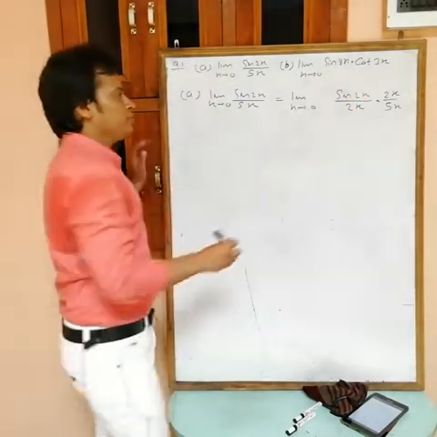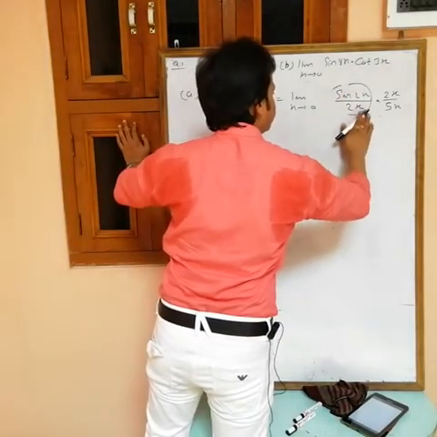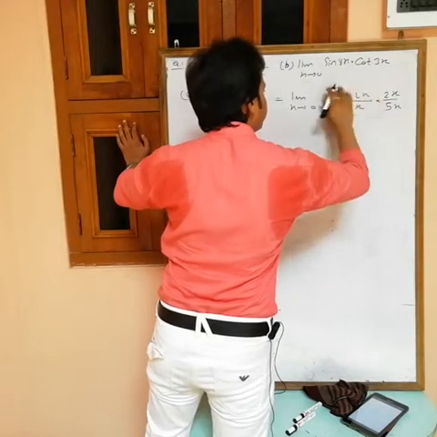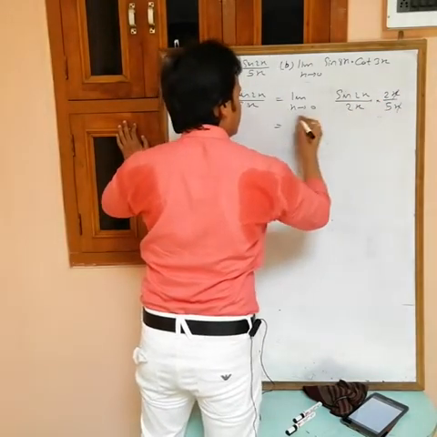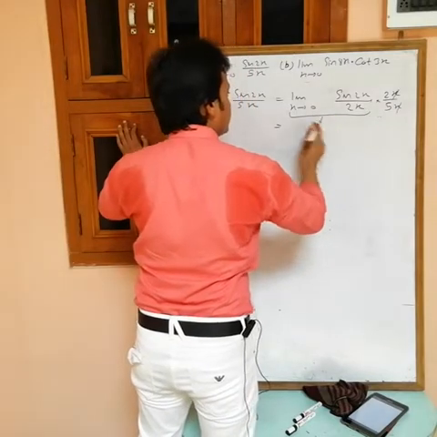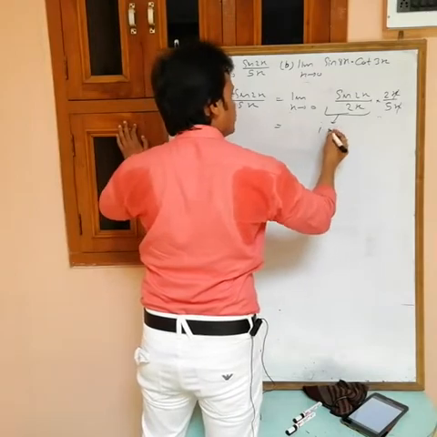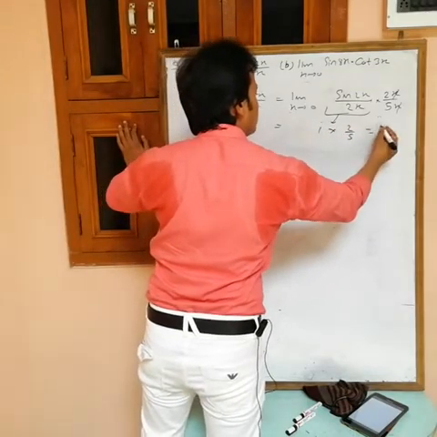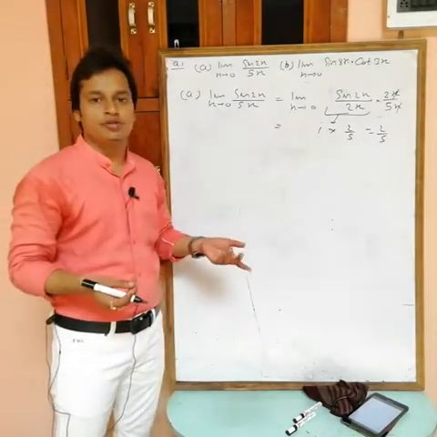Okay, now this value here, x cancels out, and this value is equal to 1, and the remaining is 2 by 5. So the answer is 2 by 5. Sin x by x, x tending to 0, is equal to 1.